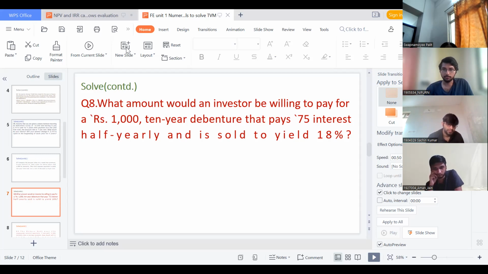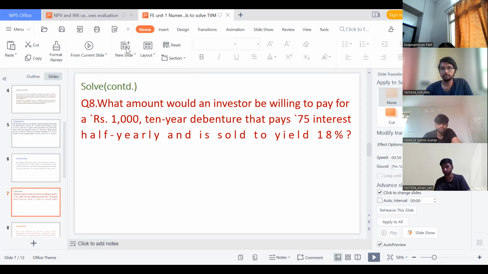It is P. How can it be P? You are going to get it in the 10th year, so it is F. It is your F. What you have to calculate? We have to calculate P.